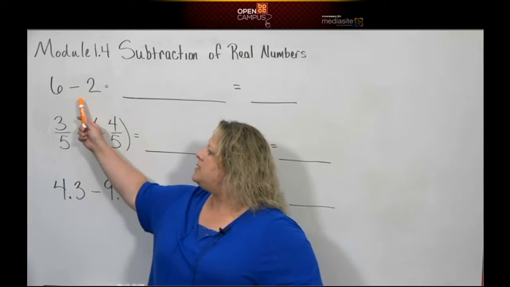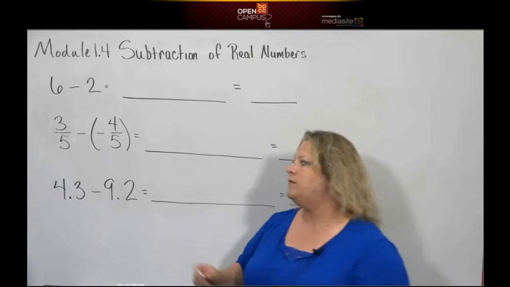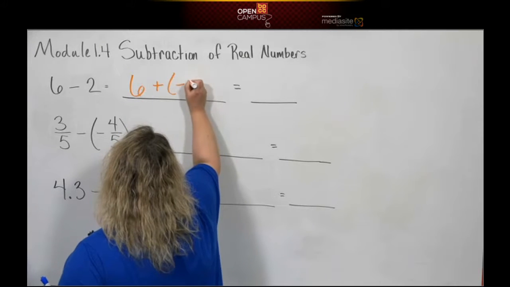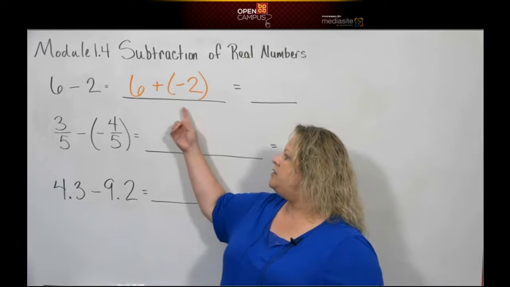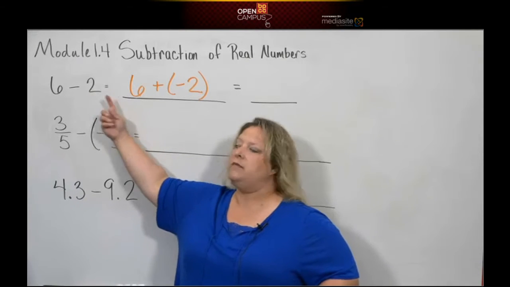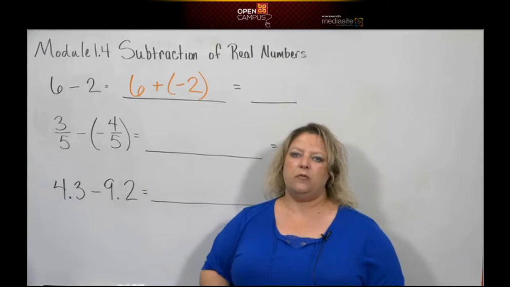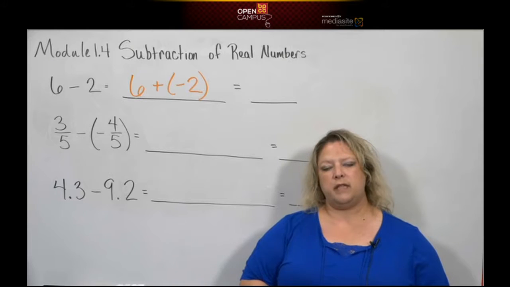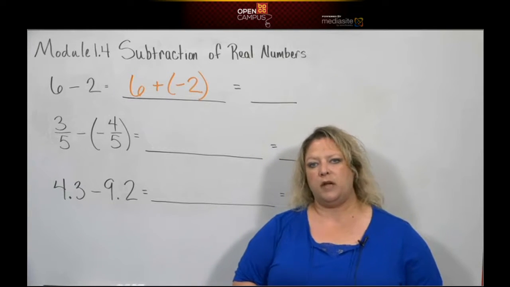So when I have 6 take away 2, that really means we're going to add the opposite of 2. So that would become 6 plus a negative 2, because the opposite of a positive 2 is a negative 2. Okay, and so now what does the rule state? The rules for addition state, when you have numbers that have the same sign, you add. When you have numbers that have different signs, you subtract and take the sign of the bigger number.